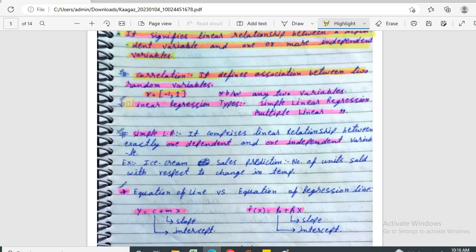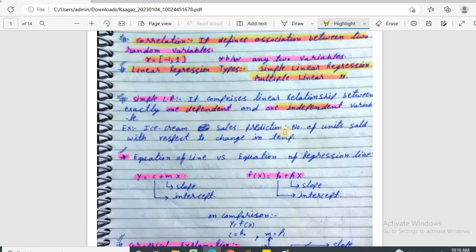So, types of linear regression. Linear regression is basically of two types: simple linear regression and multiple linear regression. Simple linear regression comprises a linear relationship between exactly one dependent and one independent variable. For example, ice cream sales prediction: number of units sold with respect to change in temperature.